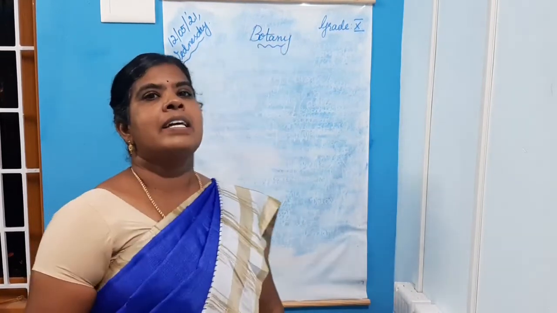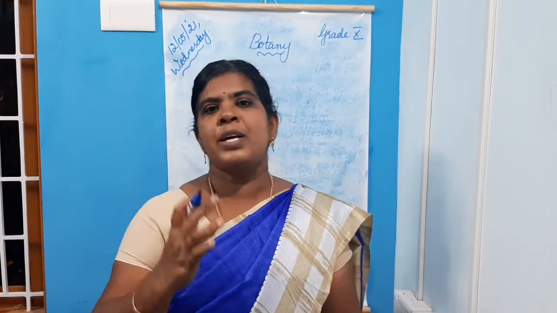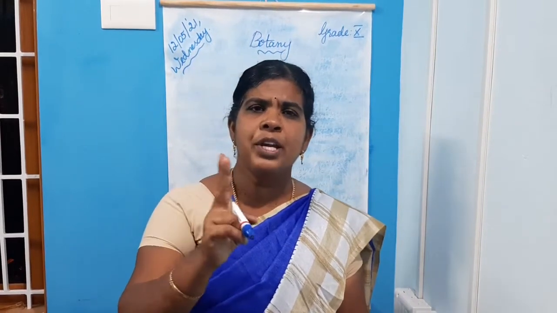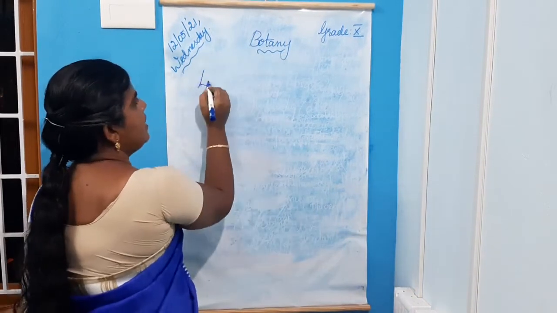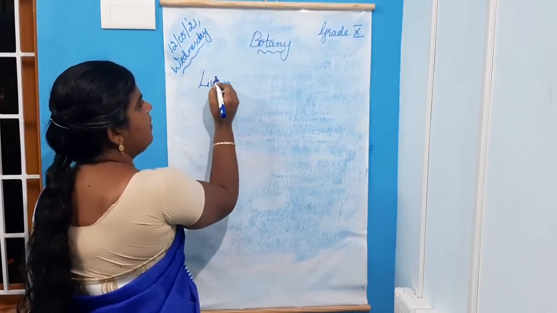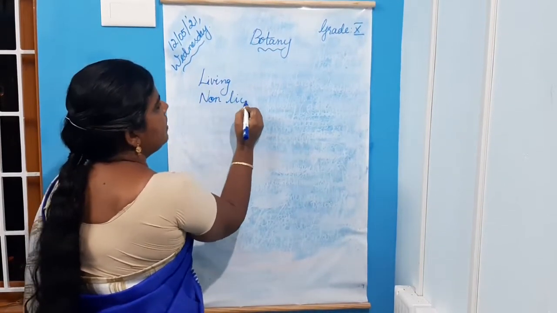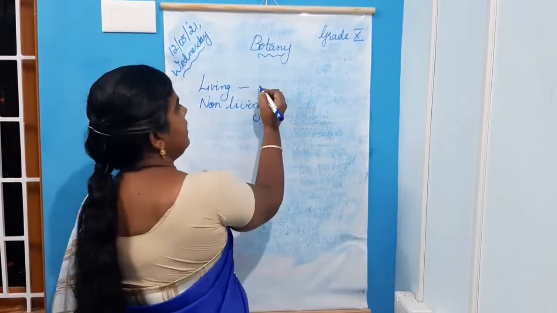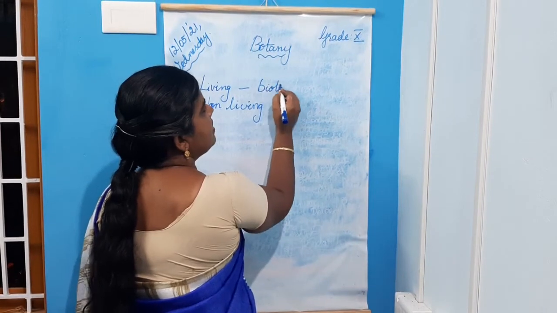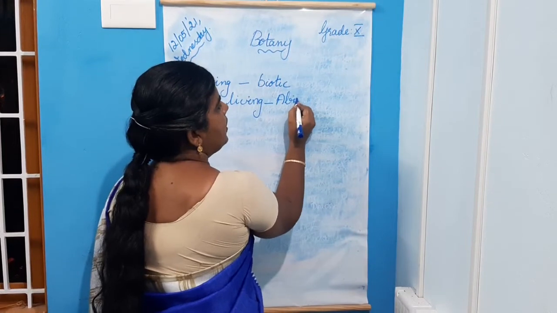You all have an idea about the environment, isn't it? Environment is nothing but surrounding. Our surrounding consists of two important components. They are living and non-living, isn't it? Living and non-living. These two components are found in the environment. These living components are said to be the biotic components. Living things are biotic and non-living things are abiotic components.